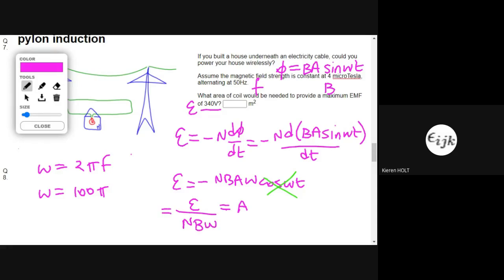Now for these numbers, I get 340. N is 1. Forgot to mention that. B is 4 times 10 to the minus 6. And the omega is 100 pi. So I get 270,000 meters squared, which is an impossibly large area, although I suppose theoretically it's possible.